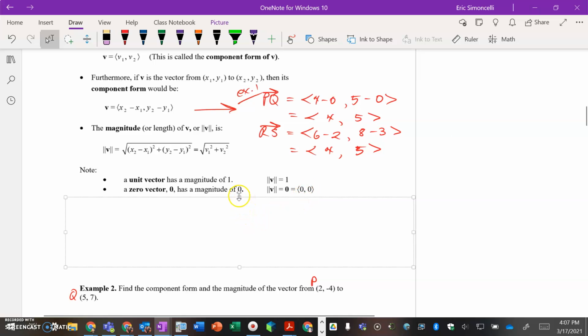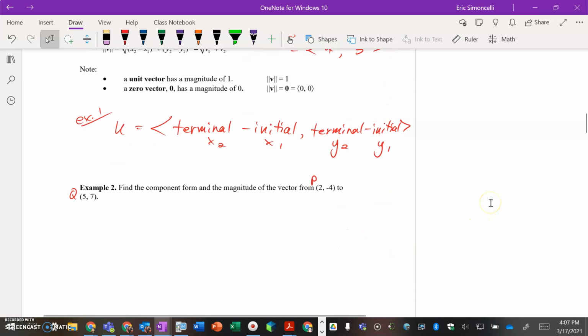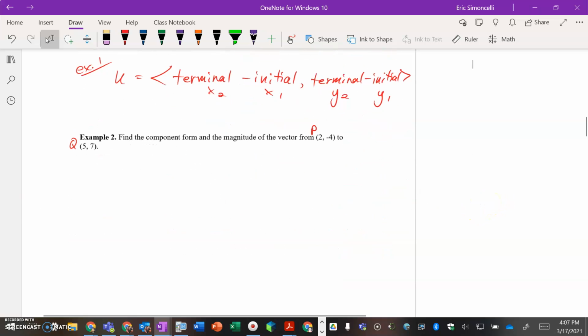To describe example 1 in a little bit of a different manner, using u in specific terms, as you can see, literally using the language of terminal minus initial. So vector u in example 1 simply is a matter of subtracting terminal minus initial: x2 minus x1, comma, terminal minus initial, y2 minus y1. This is going to be imperative when we start the process of finding the component form and/or the magnitude of a vector, which we're about to see in the next example.